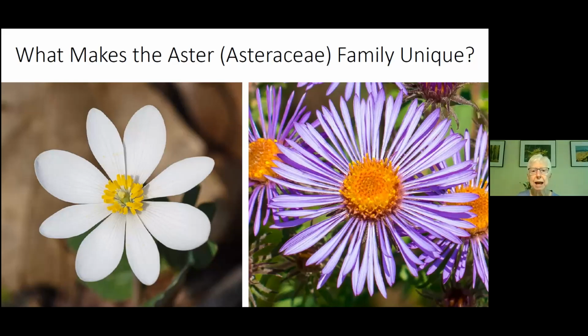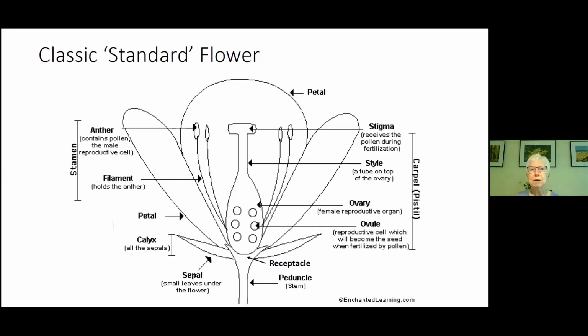Well, let's start by taking a more careful look at a classic flower that's not an Aster inflorescence or flower cluster, something similar to that bloodroot flower. If we start at the outside of a flower, the possible flower parts are the sepals, which act as bud scales before the flower opens. The petals would be the next whorl of flower parts as we move towards the center of that flower. The function of the petals is typically to attract pollinators to come visit the reproductive parts in the center of the plant.